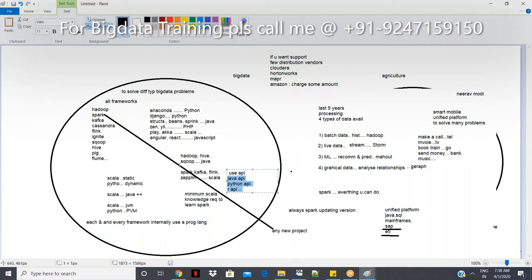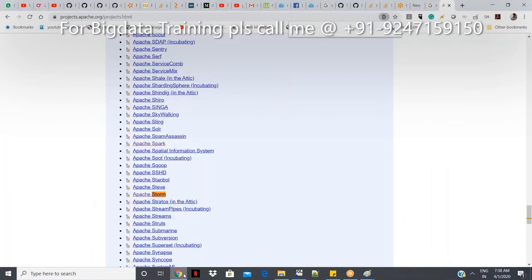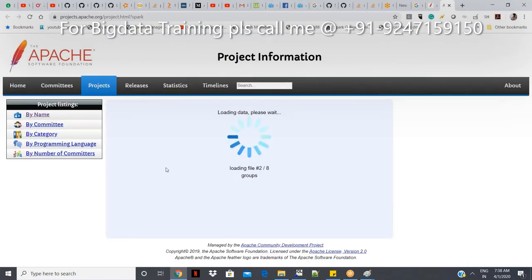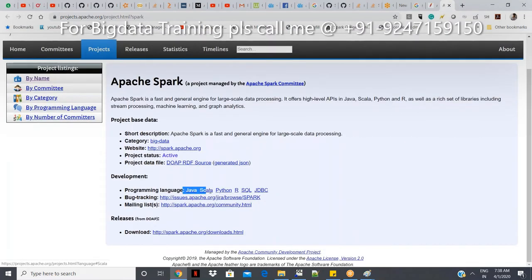That's why if you want to learn Spark, I highly recommend any one of these languages. For example, Spark internally mainly supports these APIs. What are they? Java, Scala, Python, R, SQL, and other JDBC. If you know any one of these languages, then you can implement a Spark application without any problem.